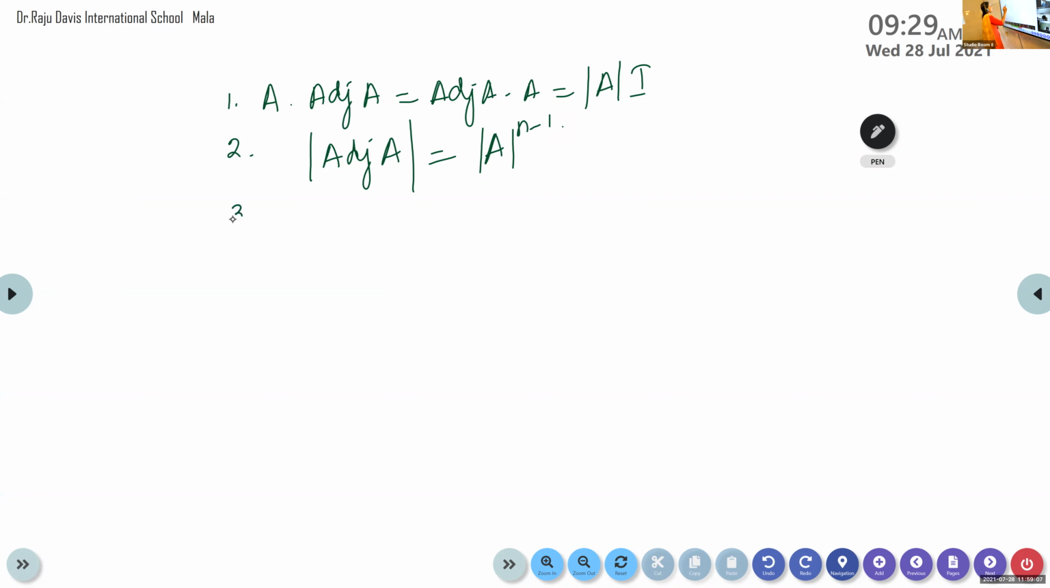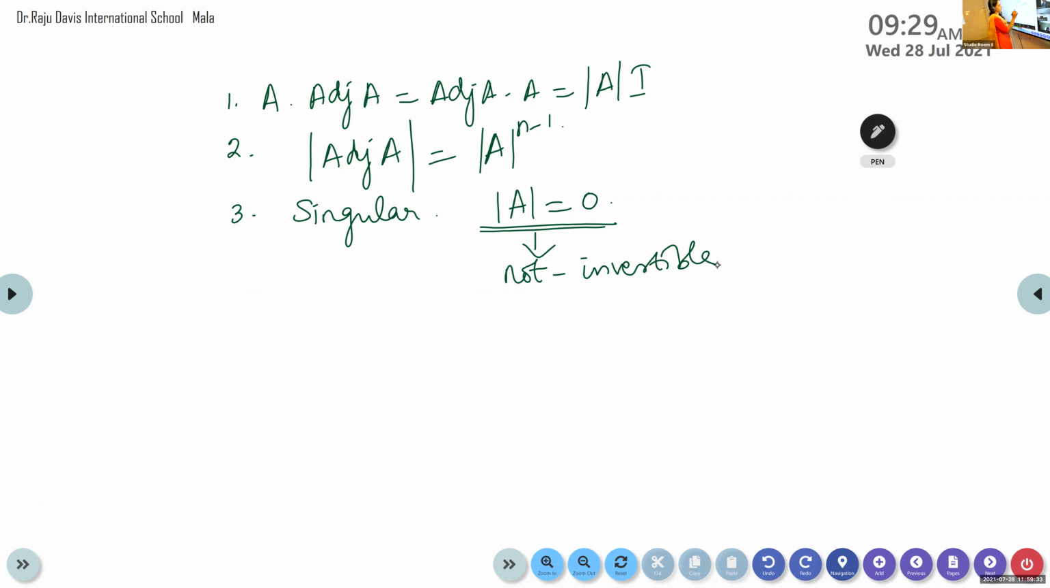Then, what about a singular matrix? When will you say a matrix is singular? Karthik, what is meant by singular matrix? When determinant of A is 0. If determinant A is 0, then we call it singular. Okay. If determinant A is 0, then we can say it is not invertible. That means the inverse does not exist.